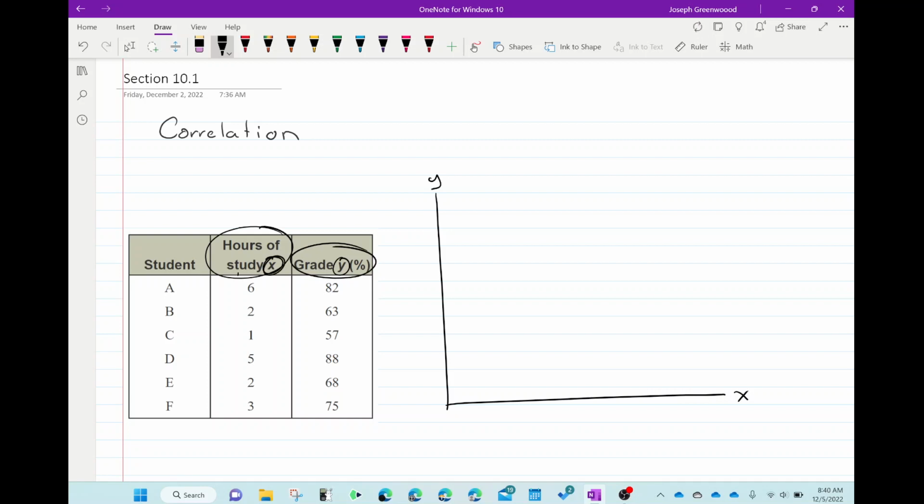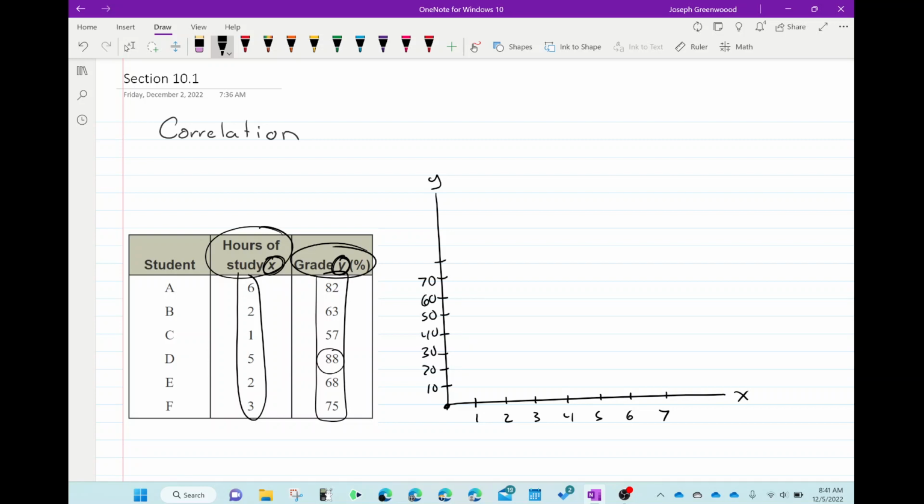Now I'm going to look at my X's, and I see that all of my X's are from 1 to 6. So I'm just going to go ahead, 1, 2, 3, 4, 5, 6, 7, along my X. And I notice my Y values are all up in this range right here. The lowest one is 57 up to 88. Now, got to be careful with a scatter plot. We typically always want to start at 0. So I'm actually going to go 10, 20, 30, 40, 50, 60, 70, 80, 90. We'll go up to 100.